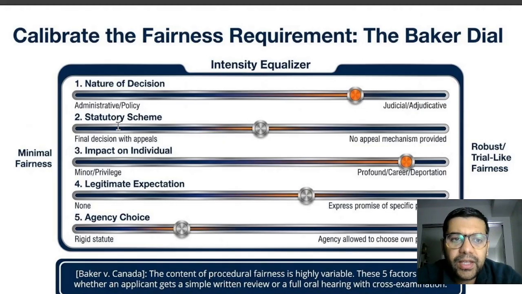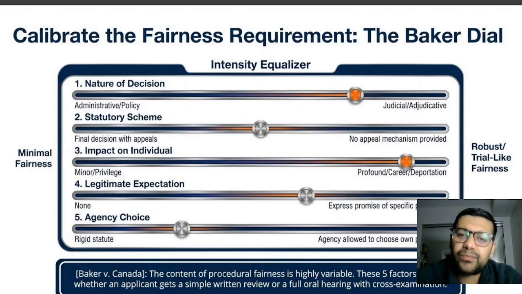And then the second one is the final decision with appeals, or no appeal mechanism provided. So do they provide, or does the procedure of that administrative body provide the mechanism to appeal that decision?